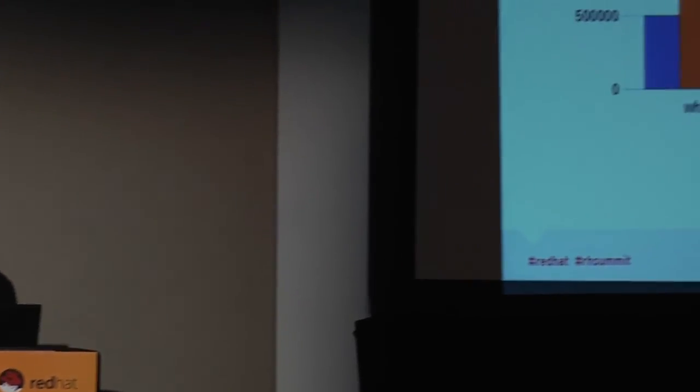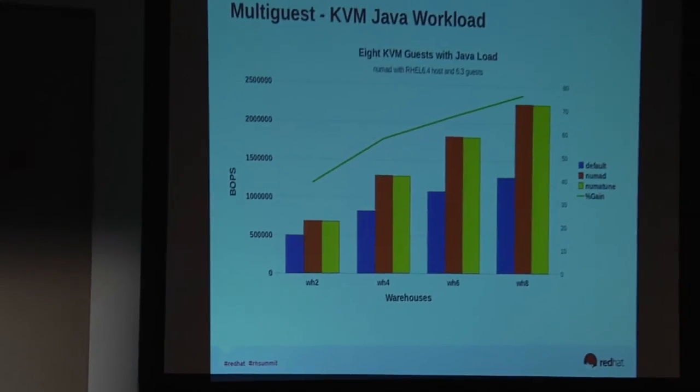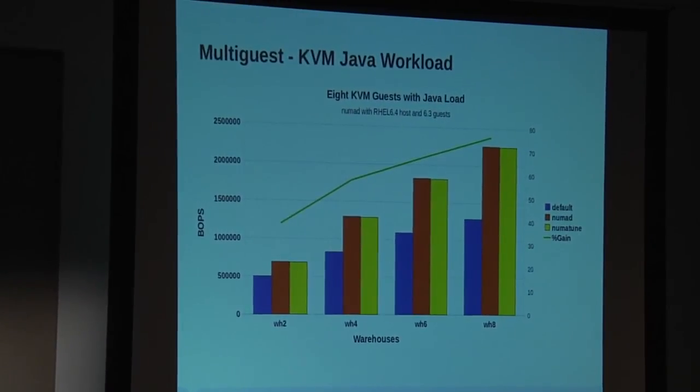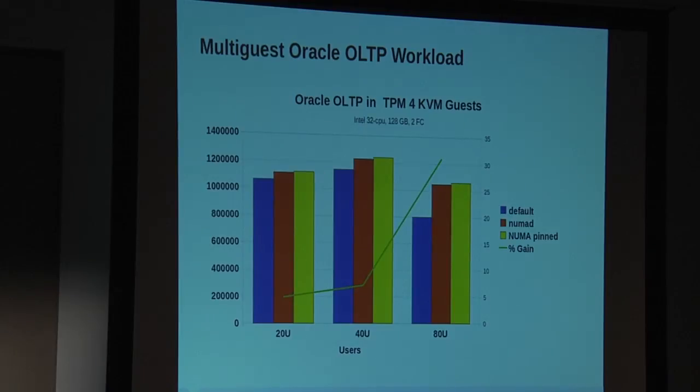Here's another results slide. This shows a Java load inside of guests. And in this case, colors are the same for the bars. In this case, NUMA-D achieved parity with hand tuning for these KVM guests running Java loads. Here's an example of what we had, multiple instances of Oracle running inside of a guest. And hand tuning didn't get us a whole lot. I mean, it got us 10, 20%, or it's a little hard to see the bars there.